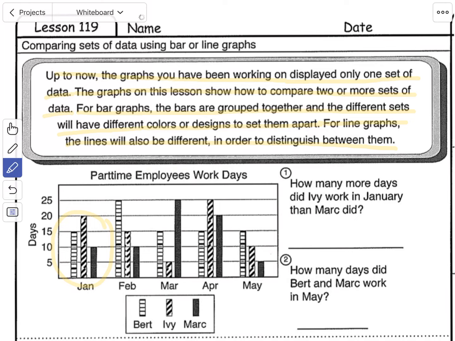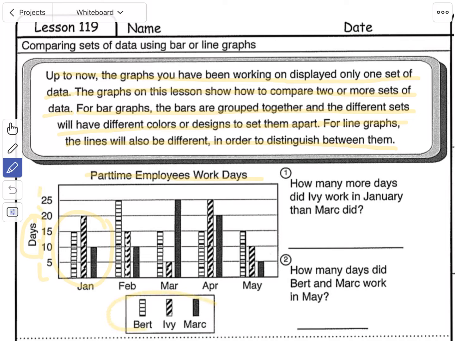So here we go, down with our first graph. Graphs usually have a title up at the top. You want to look at that title so you know what you're learning about. Part-time employees work days. And so how many days, over on the left side, that's called a label. How many days did they work? We have numbers that go by fives, 5, 10, 15, 20, 25.